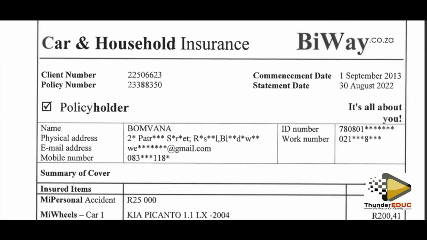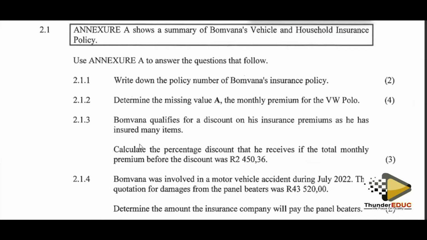This is the policy number. All right. So we shall go there and we shall say the policy number is 2338850. Determine the missing value of A, the monthly premium for VW Polo. It's 4 marks. How are you going to get that?